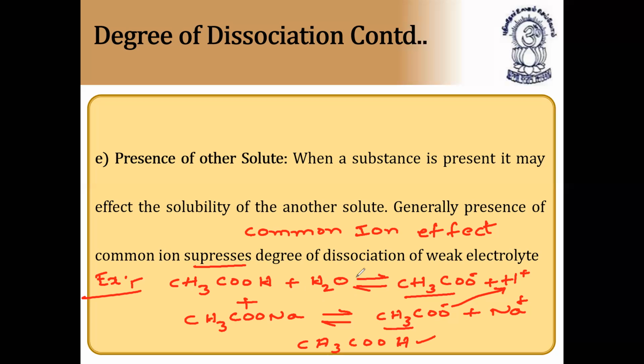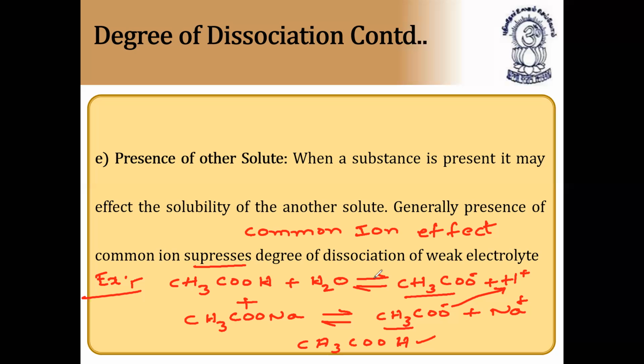First one is nature of electrolytes. Second one is nature of solvent. Third one is effect of temperature. Fourth one is presence of other solute. Fifth one is effect of dilution. So all these five factors are very important, which will affect the alpha value.